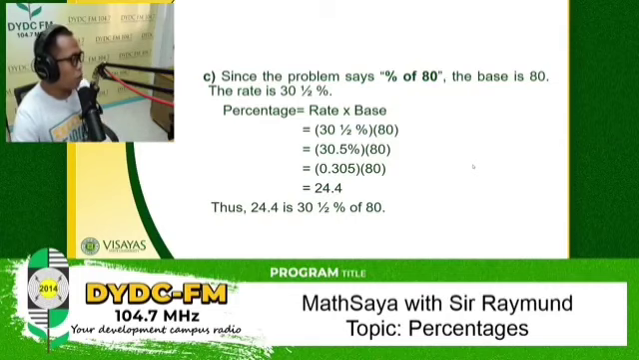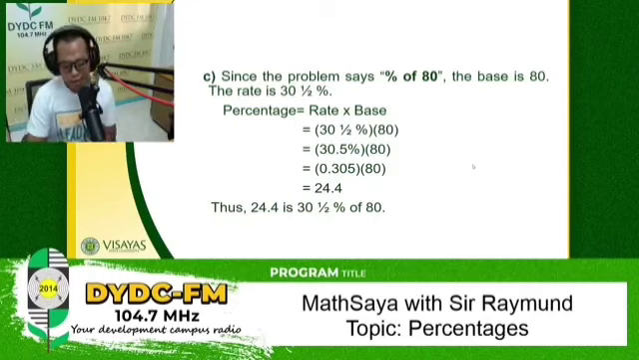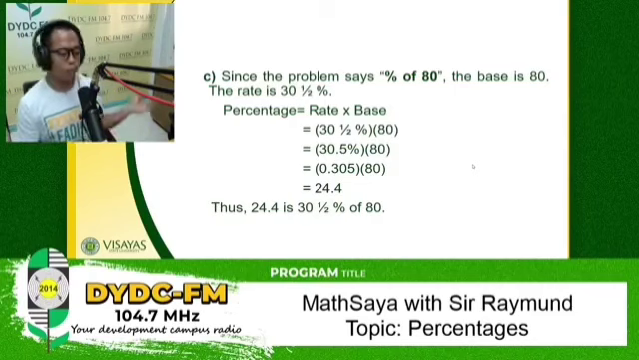Okay? So ang conversion lang from rate or from percent to decimal, ang 30.5, i-divide lang nimo siya by 100. So that is equal to 0.305 multiplied by the base, which is equal to 80. So the answer there is 24.4. So 24.4 is 30.5% of 80. Right?